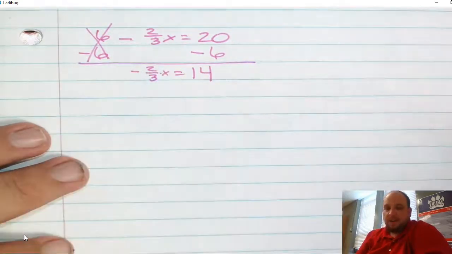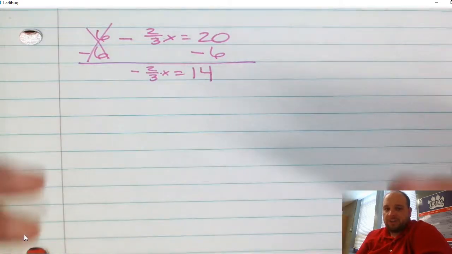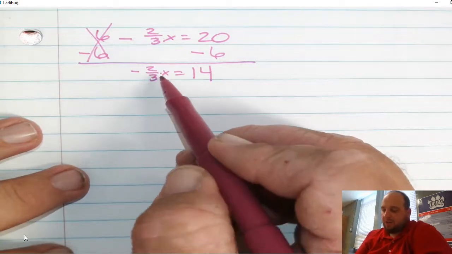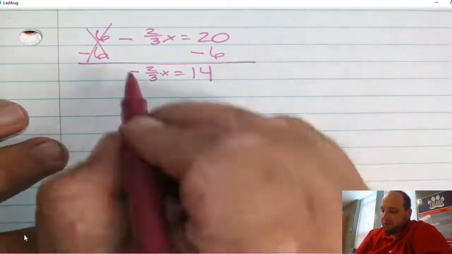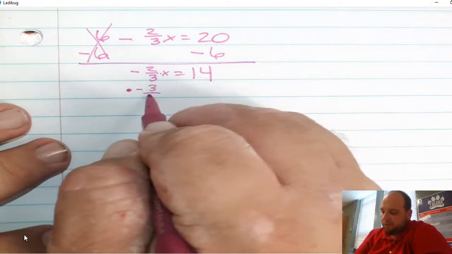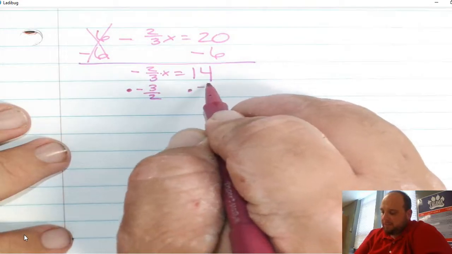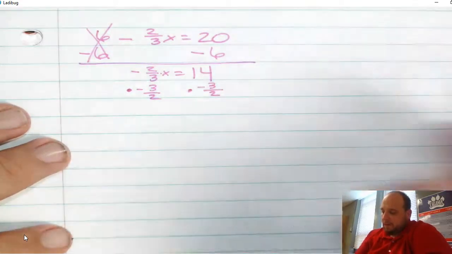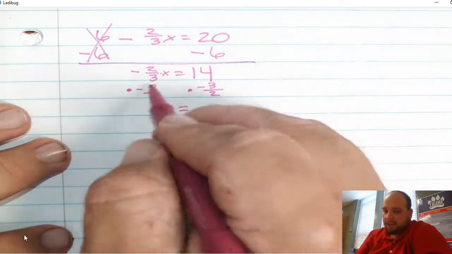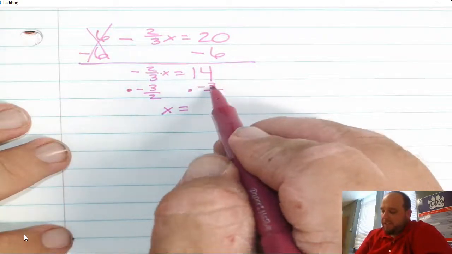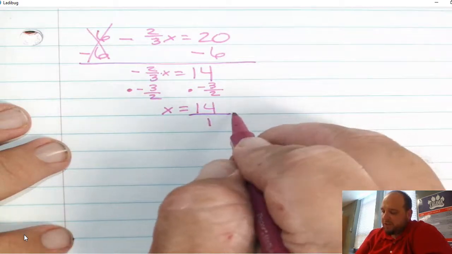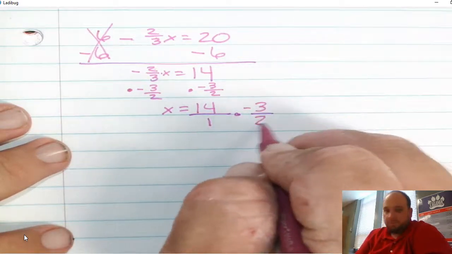This is being multiplied. How do I undo multiplication? I do division normally, but I don't want to divide by a fraction. So instead of dividing by the fraction, I'm going to multiply by the reciprocal. And the reciprocal of negative 2/3 is negative 3/2. I'm going to do that to both sides. Negative 2/3 times negative 3/2 is equal to x, or 1x, or just x. 14 times negative 3/2. So I'm going to go ahead and show this one. 14/1 is the fraction times negative 3/2.